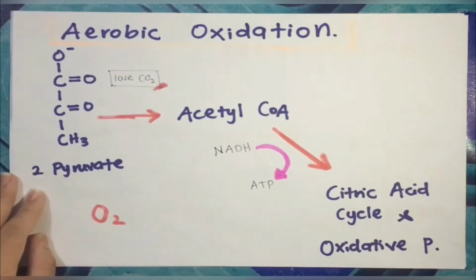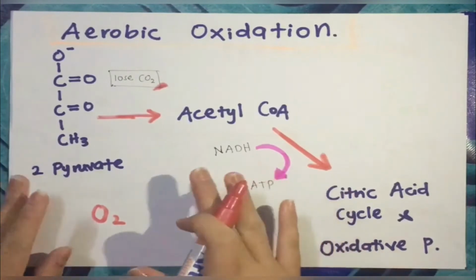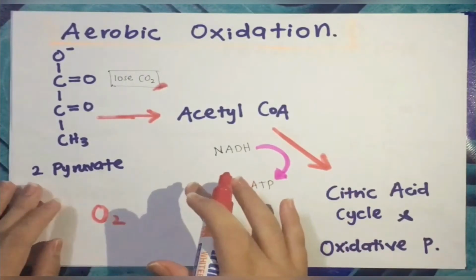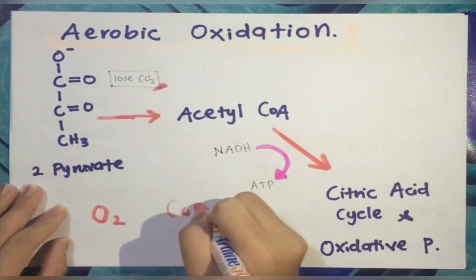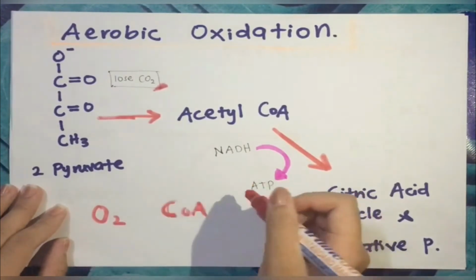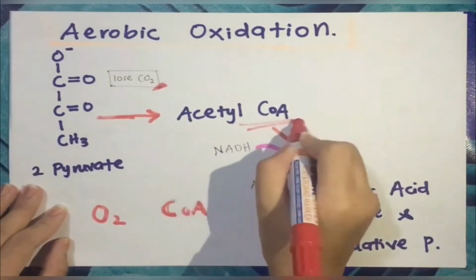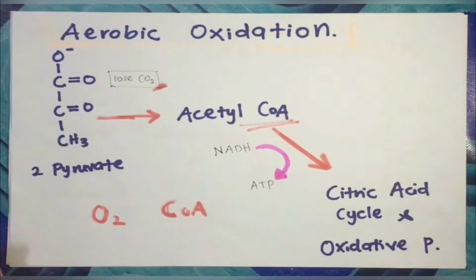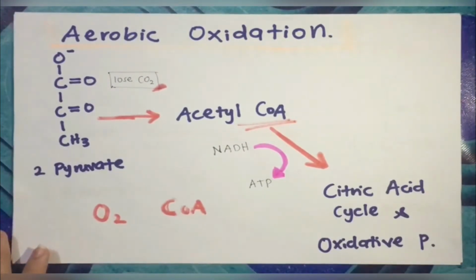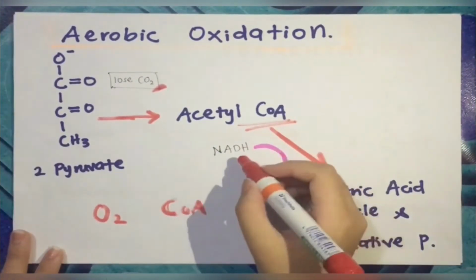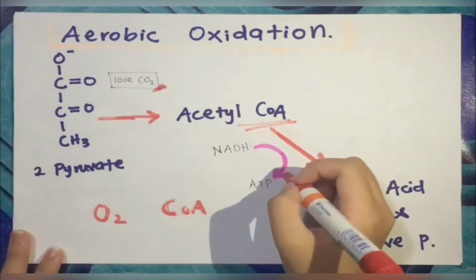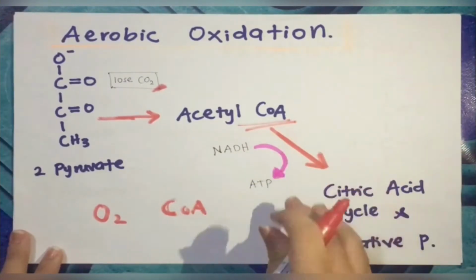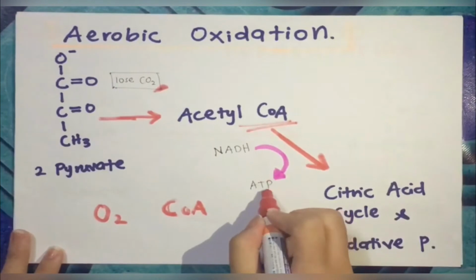After the pyruvate molecule loses carbon dioxide, the remaining 2 carbons are then transferred to the enzyme CoA to produce acetyl-CoA. In oxidative phosphorylation, NADH is reoxidized in the electron transport pathway and produces ATP.